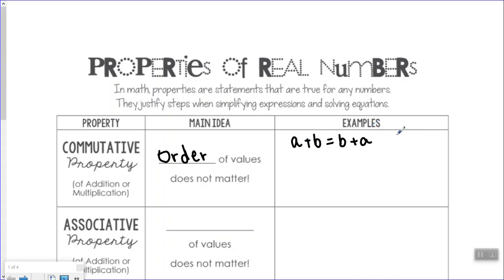So 2 plus 3 is equal to 3 plus 2, right? If you really calculate it, 2 plus 3 is 5, 3 plus 2 is 5. So it is equal. So this is commutative property of addition.